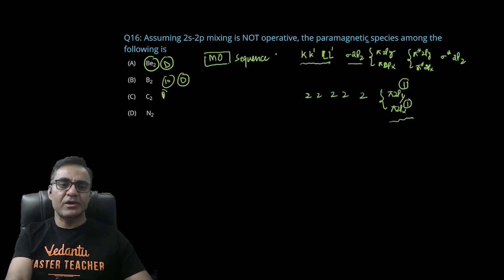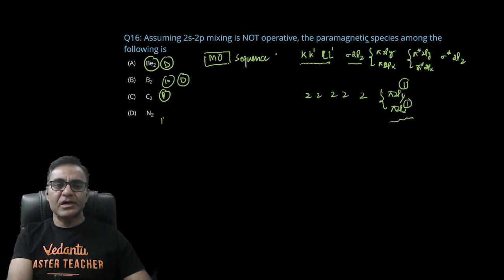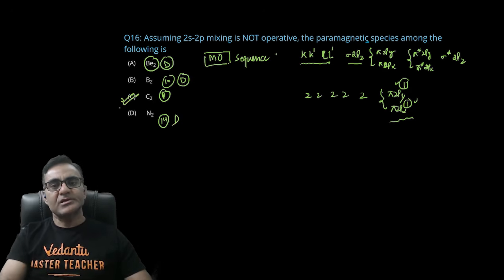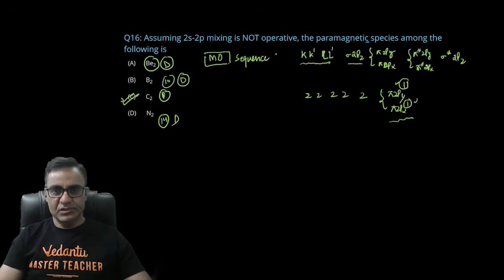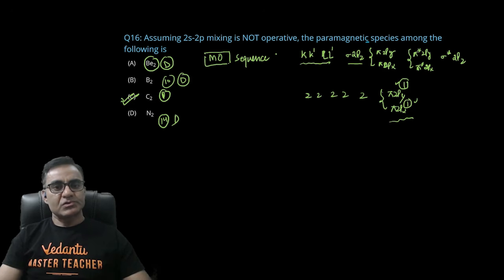ये पैरामैग्नेटिक हो गया। नाइट्रोजन क्योंकि 14 होता है, तो 14 में एक्चुअली ये इलेक्ट्रॉन पेयर्ड अप हो जाएंगे, तो डायमैग्नेटिक हो जाएगा अगेन। सो कार्बन इज गोइंग टू बी पैरामैग्नेटिक अगर हम 2s2p मिक्सिंग को कंसिडर नहीं करते हैं तो। ऑलराइट, सो करेक्ट आंसर इज गोइंग टू बी C.